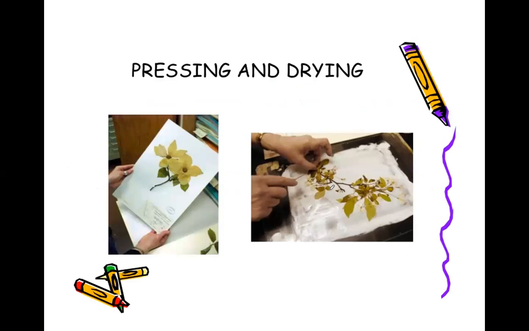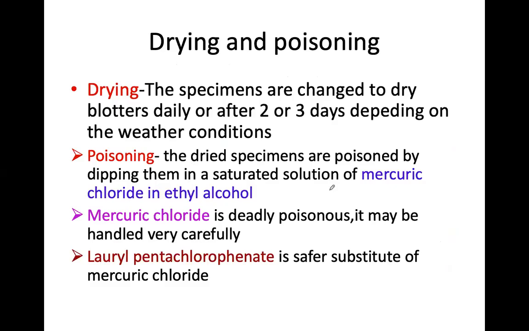We can see in the pressing, the plants collected should be either pressed on the spot or collected in the vasculum and pressed later in the rest camp or laboratory. And drying: what about the drying and poison? For drying, the specimens are changed to dry blotters daily or after 2 to 3 days, depending on the weather conditions.